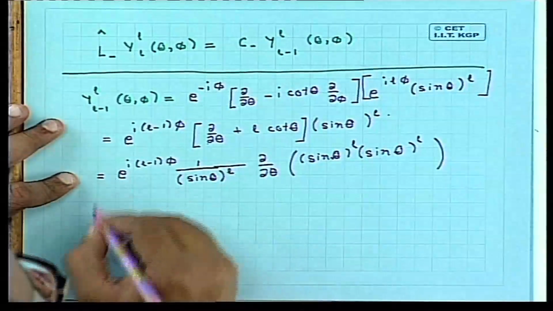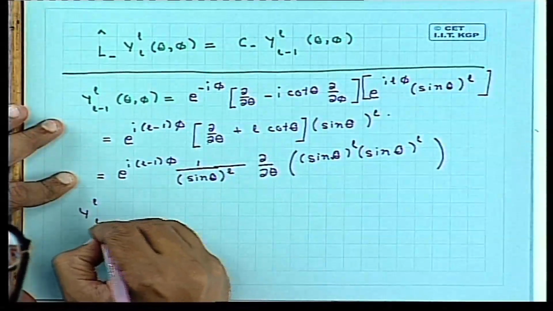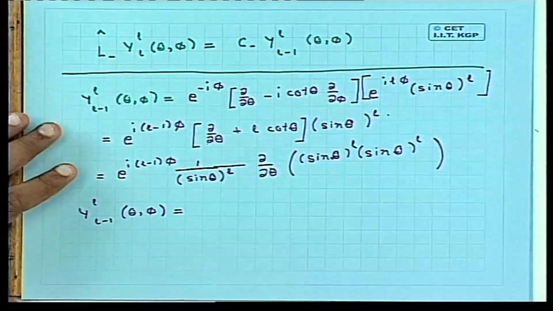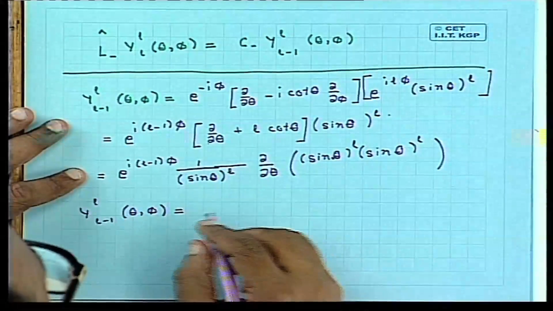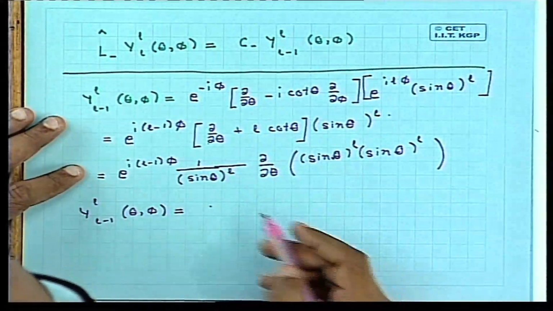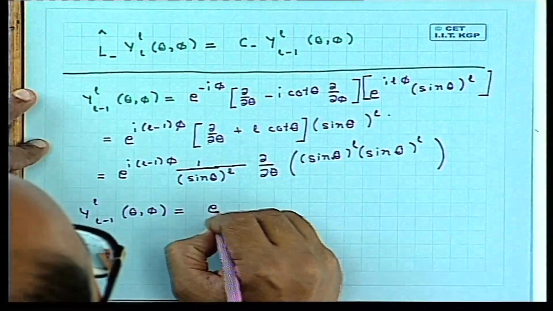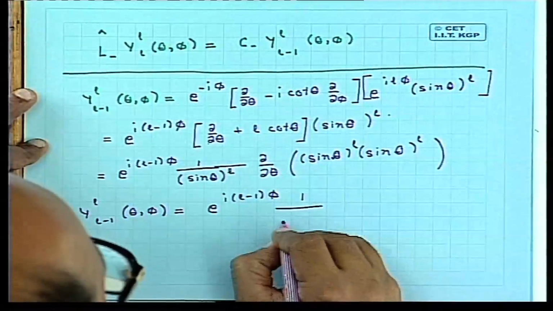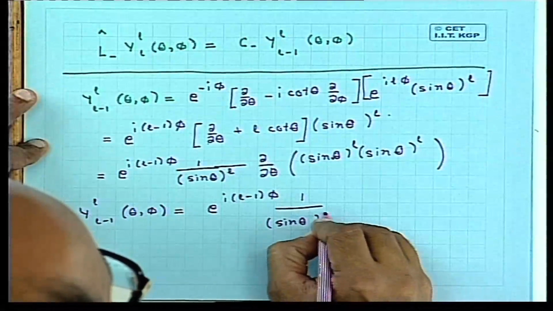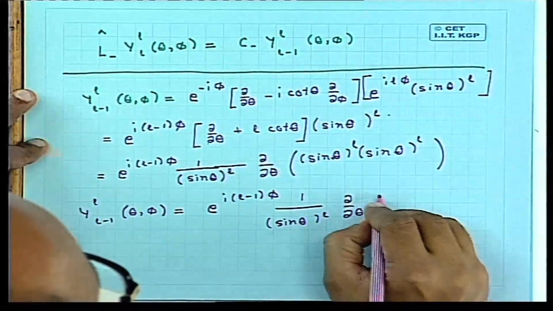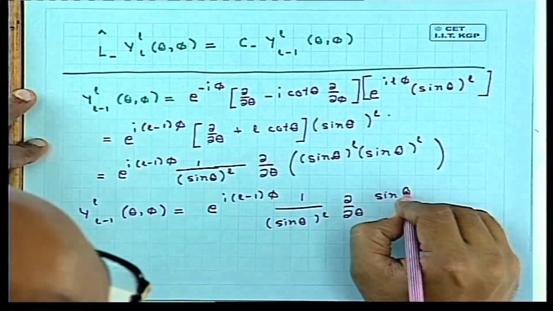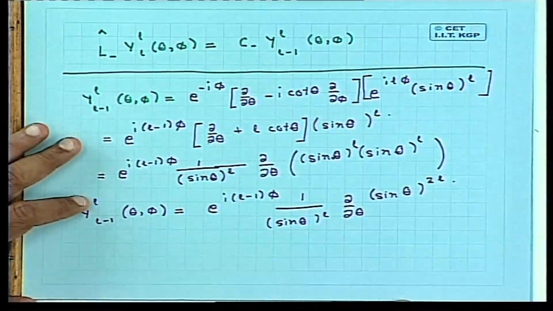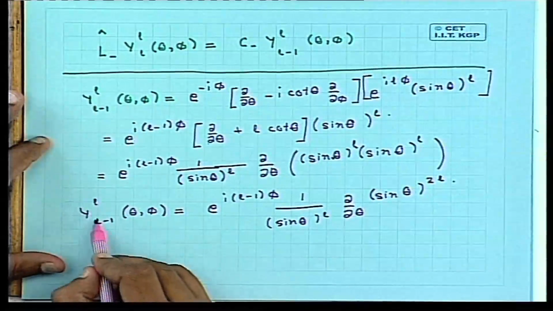So, we find that Y_L, L minus 1, theta phi can be written as, okay, we will leave it like this, or we can just simplify it one step. e to the power i (L minus 1) phi, 1 by sin theta to the power of L, del by del theta of sin theta to the power of 2L. Okay. So, this is Y_L, L minus 1.